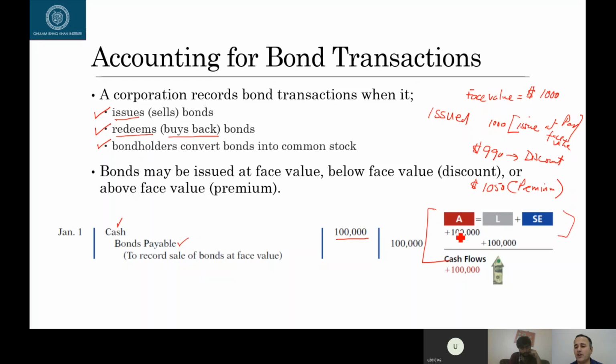I copied it from the book. The way it works, assets equal liabilities plus shareholders' equity. Every transaction has to be balanced. So if your asset is increased by $100,000, your liability is also increased by $100,000. Junaid, do you have a question? Yes, sir. I'm not getting the credit part. Bonds payable, how is it a liability?